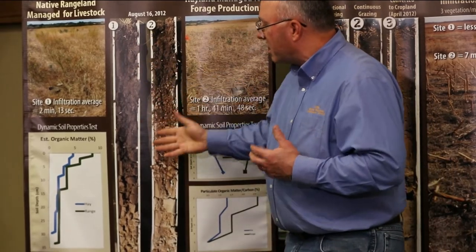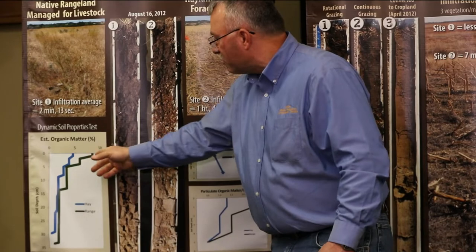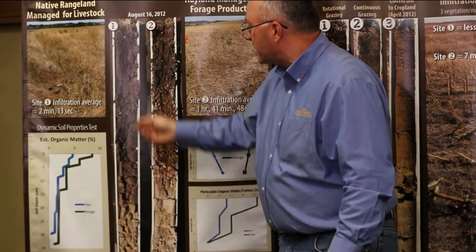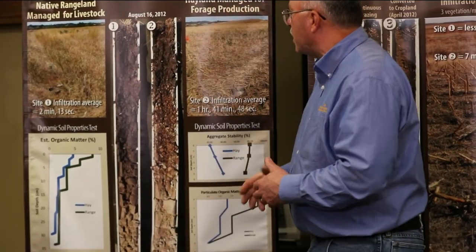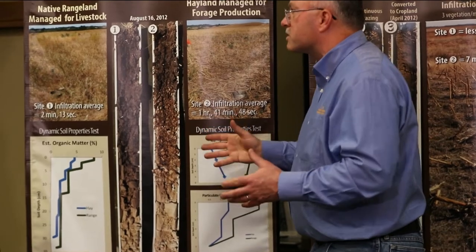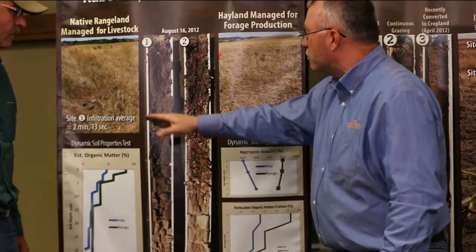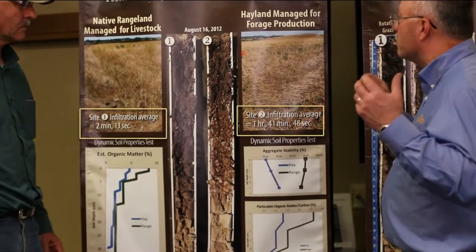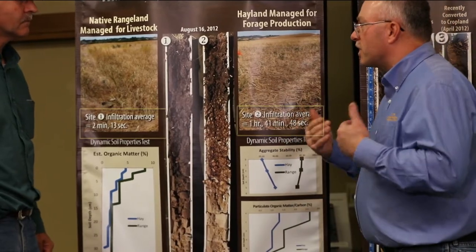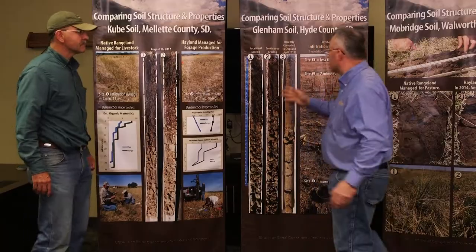When we do this in an analysis, we can see that we start with almost 10% in the surface on that native range site, but we've diminished that organic matter in that profile. Huge losses, huge differences in infiltration, 2 minutes to almost 2 hours, huge differences. People look at me and go, well, that's one site. Well, let's go to the next site.